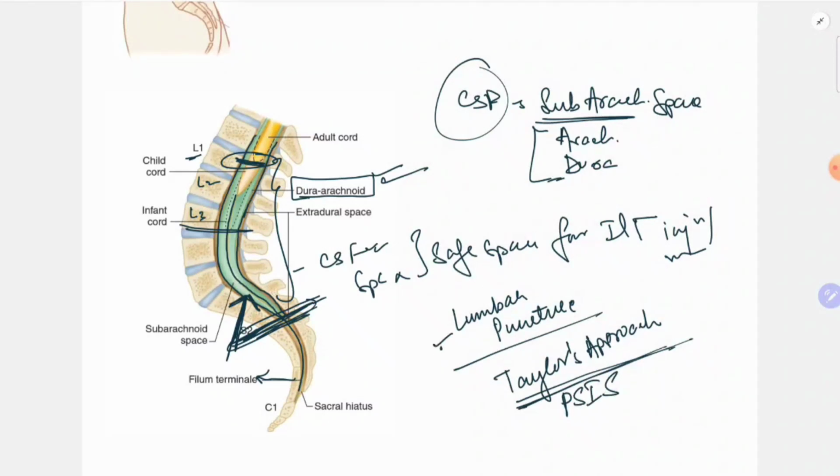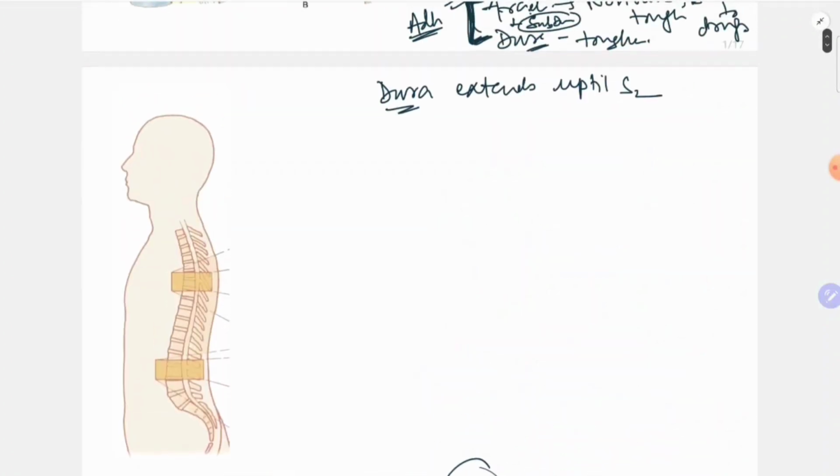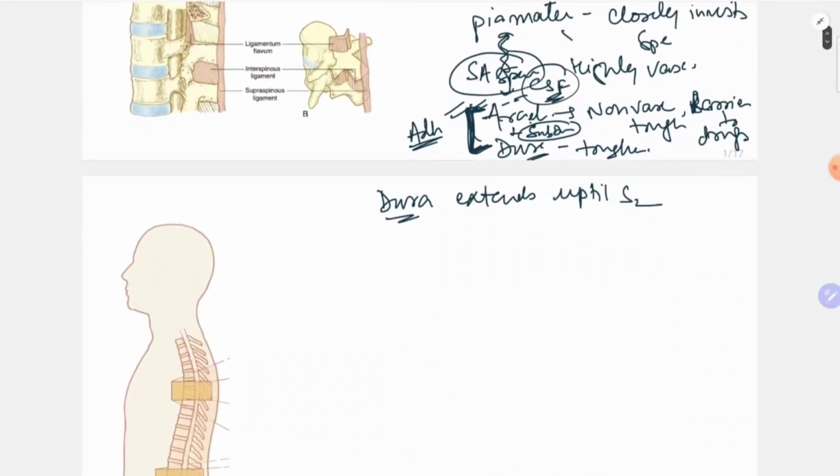Like for lumbar puncture, the landmark is the Tuffier's line, which is the L3, L4 space, right? But for Taylor's approach, we go way beyond in the sacral vertebral column, and that's where we reach the CSF. So we can reach CSF anywhere from below L1 up to S2. Okay, so let's talk of outside dura.